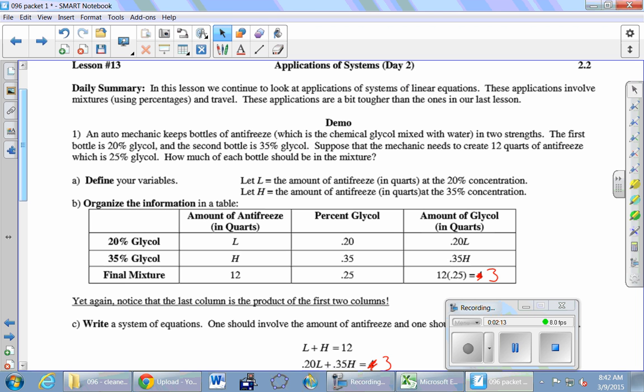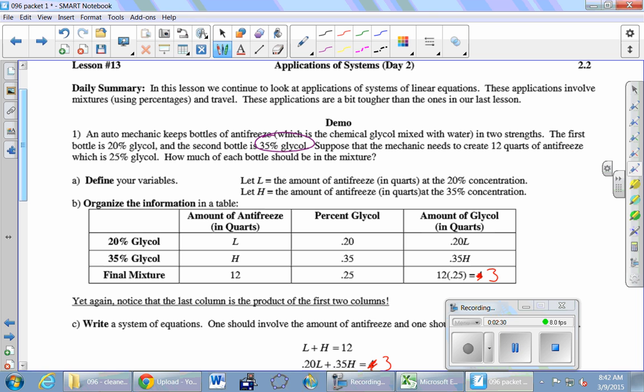If I were after a 40% solution, could I mix a 20% and a 35% and build a 40? No, right? But any number between 20 and 35, we should be able to get. So let's see if we can get that to the 25. And before we do, just one quick warm up.